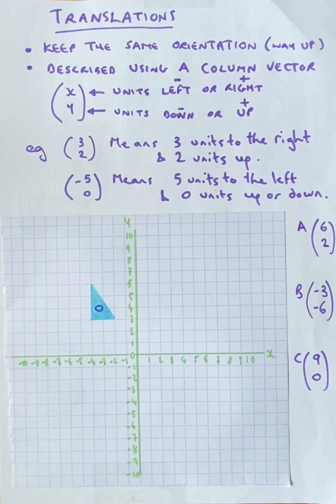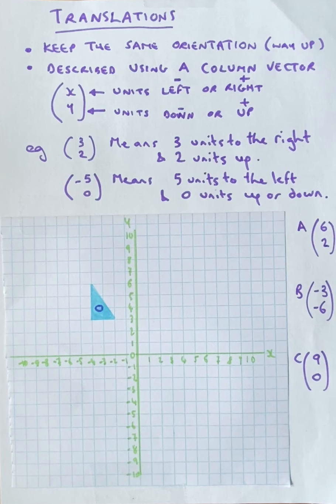A translation in maths is where the shape stays the same orientation, it stays the same size. So everything about the shape stays the same except for the position. So it's about moving a shape but keeping it the same way up. Just like translations in language are changing the word, but it still stays the same meaning.